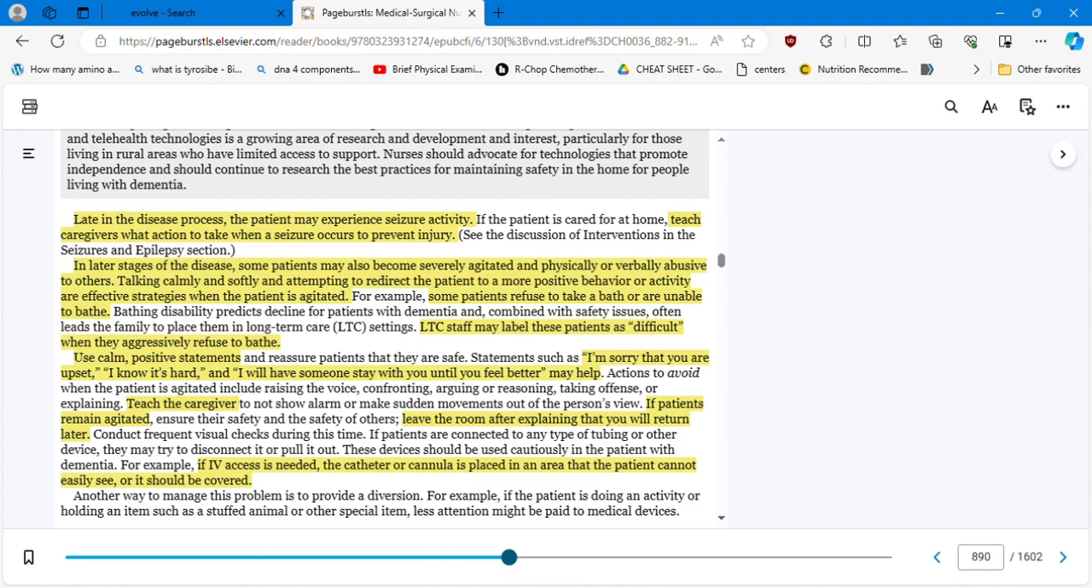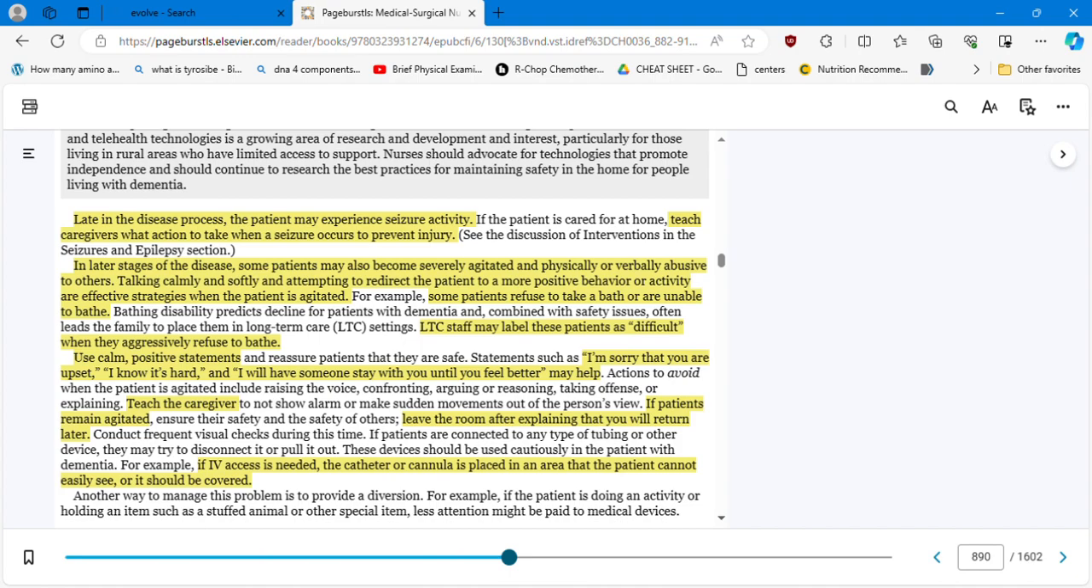So you have to be compassionate. You need to talk and communicate with the patient. I'm sorry, you are upset. I know it is hard. I will have someone stay with you until you feel better. You have to teach the caregiver, if the patient remains agitated, to probably leave the room after explaining that you will return later. You need to help the patient calm down. Okay, you don't want to make the situation worse. You need to handle this in a professional way.